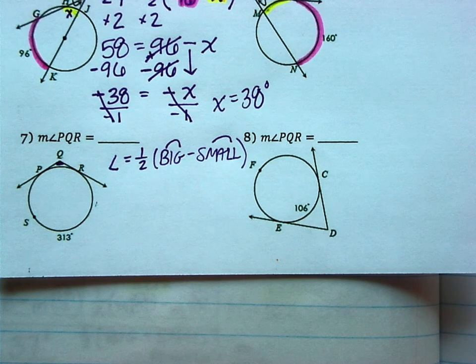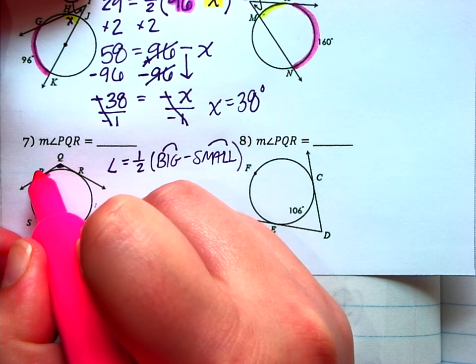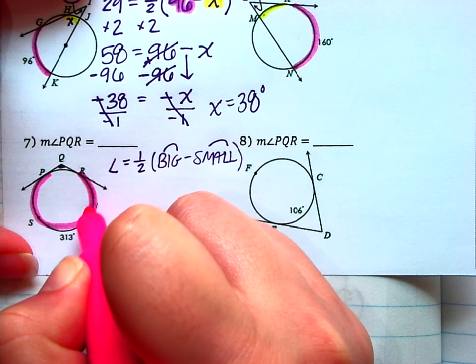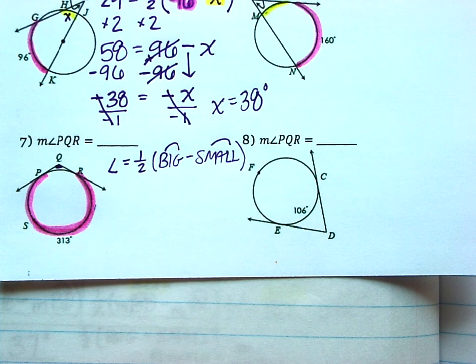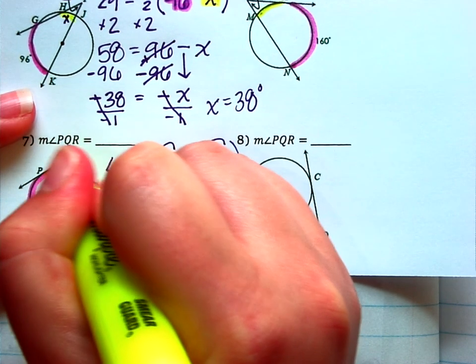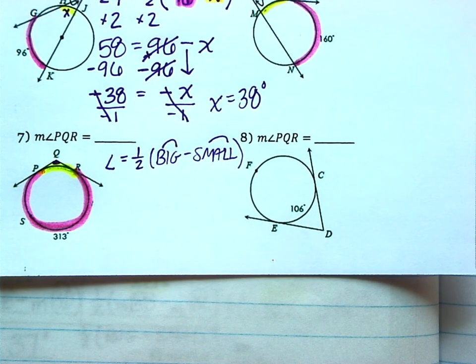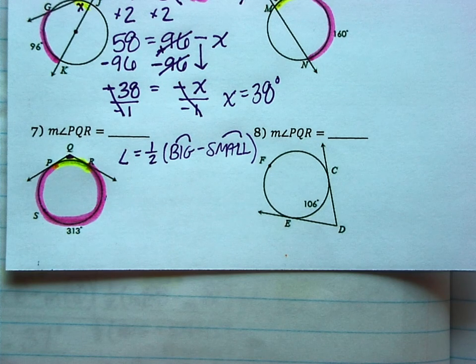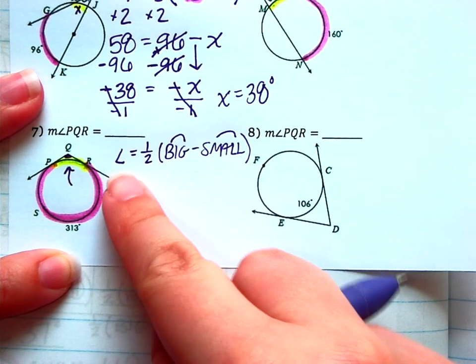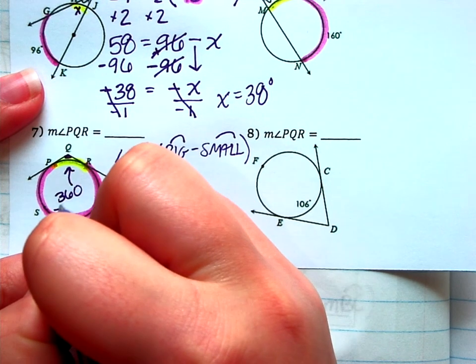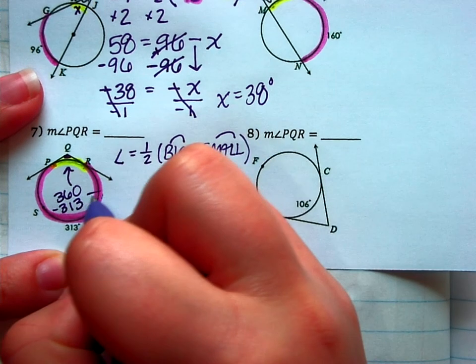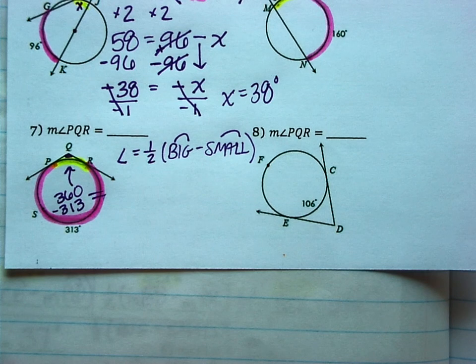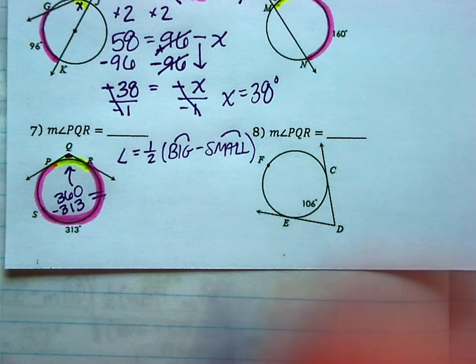We know the big arc is 313. So that's all the way from this point of tangent C around to the other point of tangent C. So we know that the big arc is 313. The small arc is just the rest of the circle. So from P to R. How can you figure out the rest of the circle? Right, we need to subtract it from the total. So to get the yellow arc so that we can get started solving for the angle, we're going to do 360 minus 313. So that tells us that the yellow arc is going to be 47 degrees.